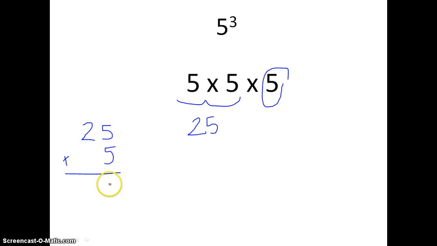So 5 times 5 is 25, so we bring down the 5 and carry the 2. 5 times 2 is 10, plus the carried 2 is 12. We get 125. So 5 to the power of 3 equals 125.